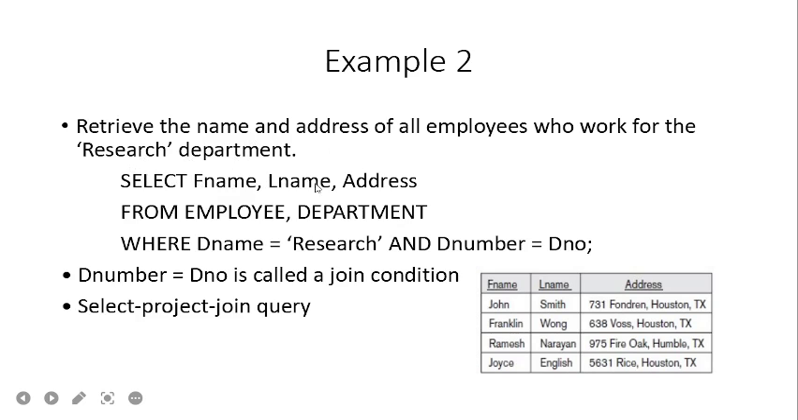So we select fname, lname and address, the name and address. From this, we need to access two tables, that is employee and department, and the condition is where D name is equal to research and D number is equal to DNO. So we need to get every tuple which satisfies DNO equal to D number, and there we need to take D name is equal to research.